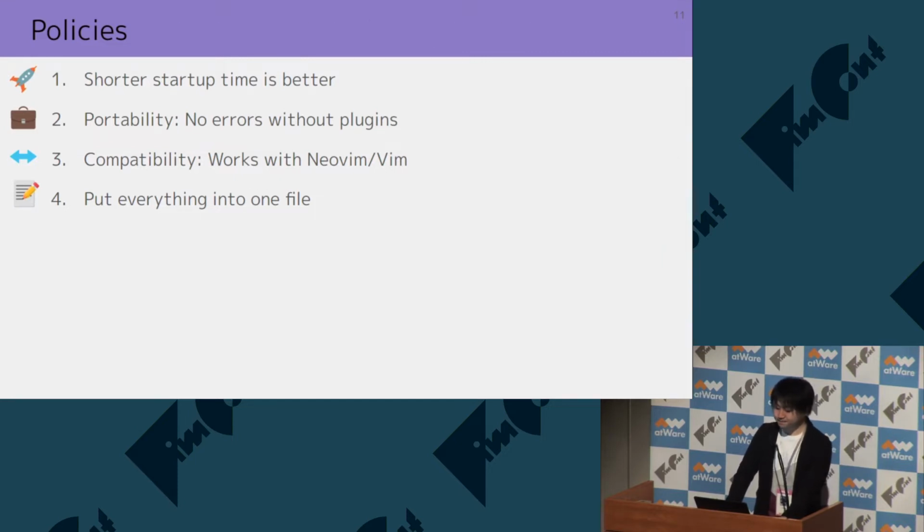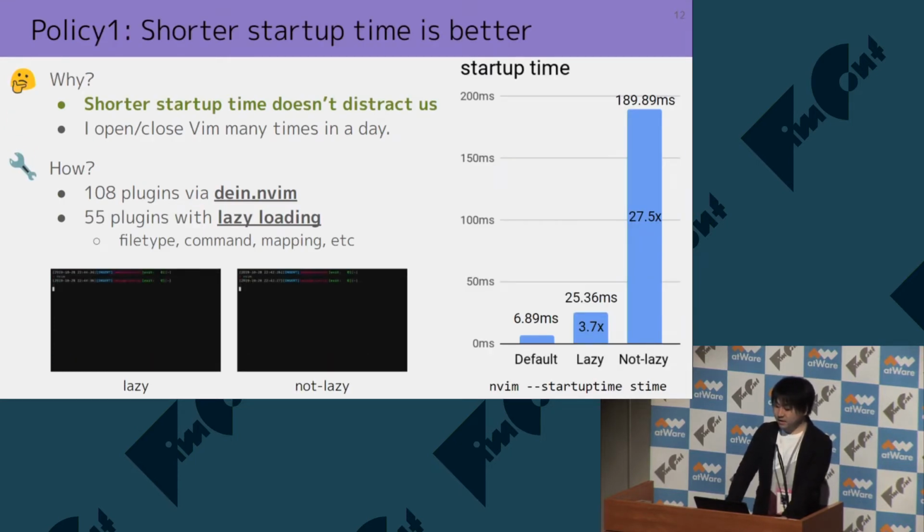Here is my policy. The first policy is that shorter startup time is better, because I open and close Vim many times in a day, and a shorter startup time doesn't distract me. As a result, I can focus on my work more. And then I have used the plugin manager dein.nvim to install and update plugins. Dein.nvim provides us a lazy loading feature. It postpones loading plugin files until the file type matches, or when we run a specific mapping, function, or command. And I have used 108 plugins.